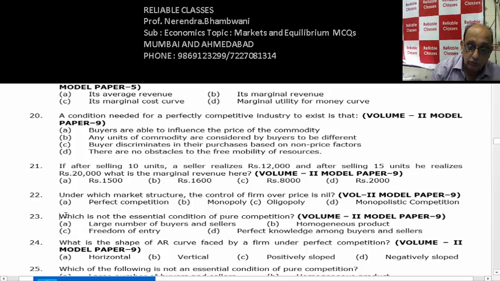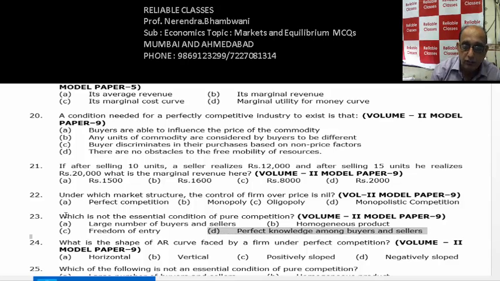which is not an essential condition of pure competition. What is there in pure competition? What are the conditions? Large number of buyers, large number of sellers, homogeneous product, and freedom of entry and exit. Large number of buyers. The first 4 conditions are homogeneous product, freedom of entry. These are all features of pure competition.